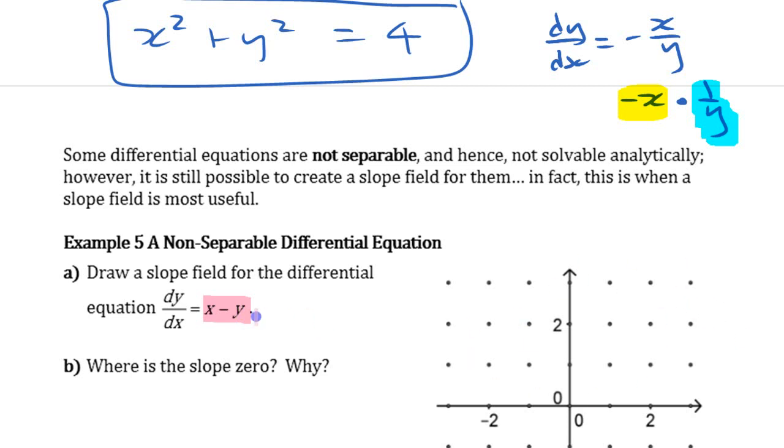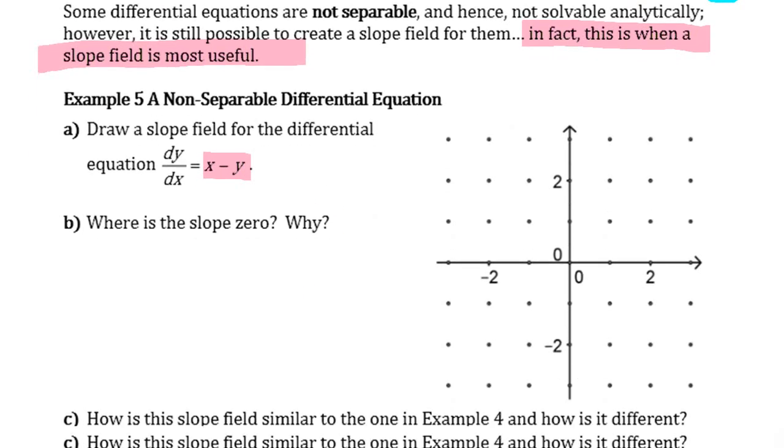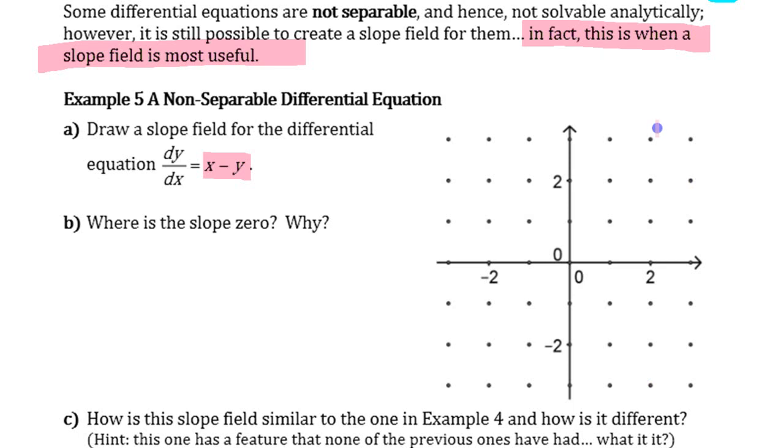It's just as easy to draw a slope field for ones that are not separable. And that's actually where slope fields are most useful, is for ones where you can't actually solve it algebraically. And the only way you can get a sense of what the solution curves look like is to create a slope field. Okay? So what I want you to try now is create a slope field for that.